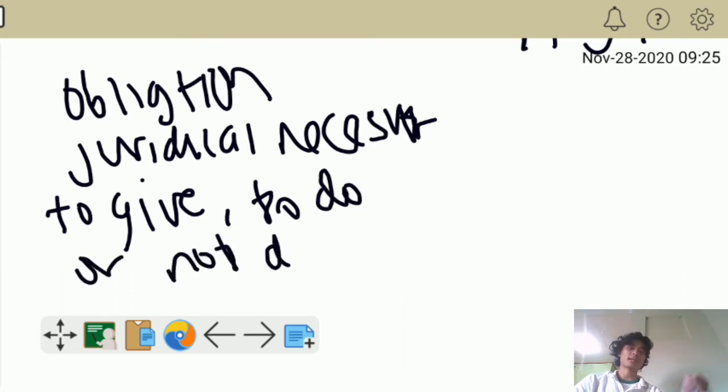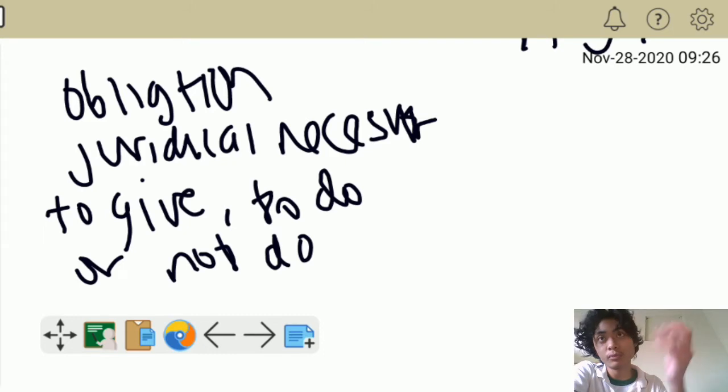Okay, una natin ang ibig sabihin ng obligation. By the dictionary, the term obligation is derived from the Latin word obligatio, which means tying or binding. It is a tie or bond recognized by law, juridical necessity, by virtue of which one is bound in favor of another to render something. To render, whether to give, to do or not to do.